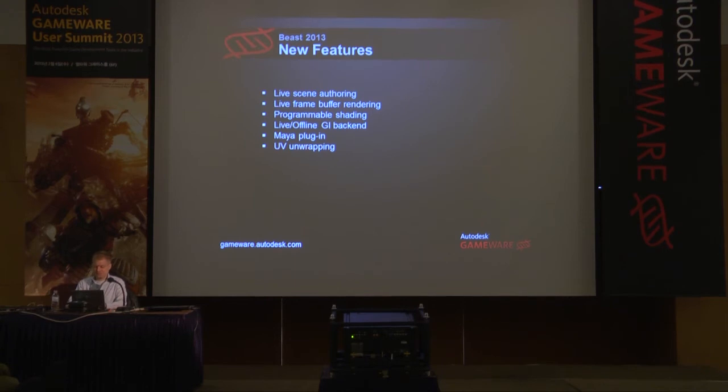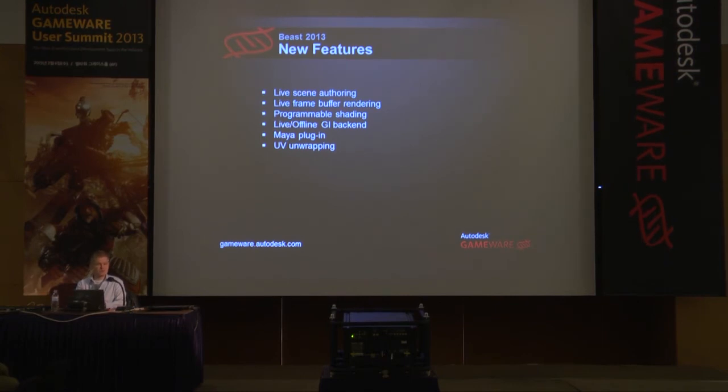Programmable shading. We have replaced the old fixed function shading pipe with a programmable, physically based one. This allows for higher quality bakes since our materials can now be much more complex. Live and offline global illumination backend. When using this new physically based pipeline, the results between final and preview are much more accurate because we're now using the same renderer in both of them. We've updated our Maya plugin to reflect all of this.